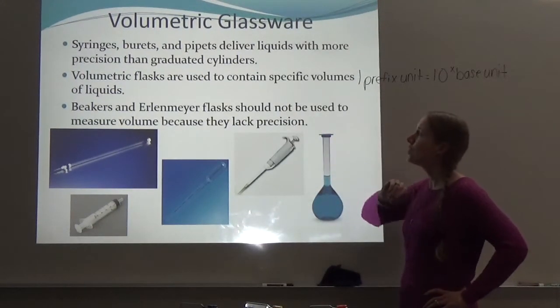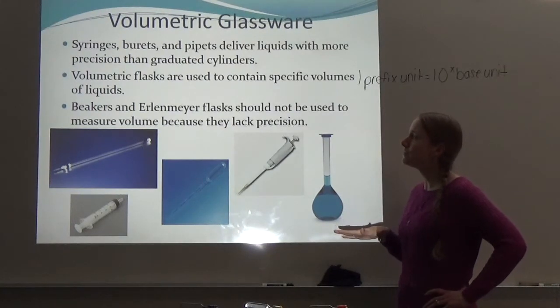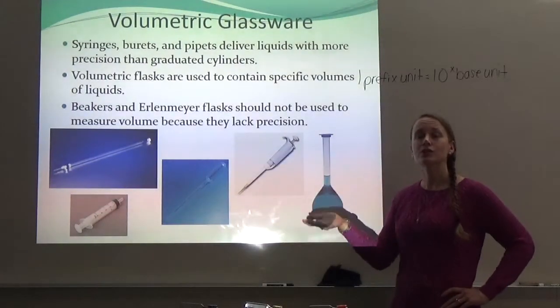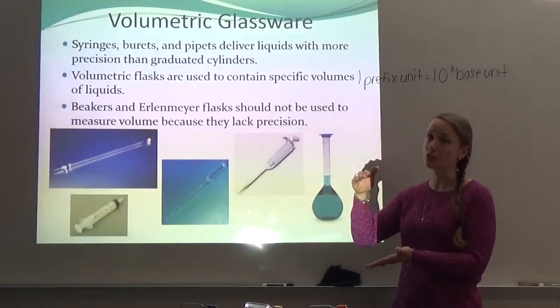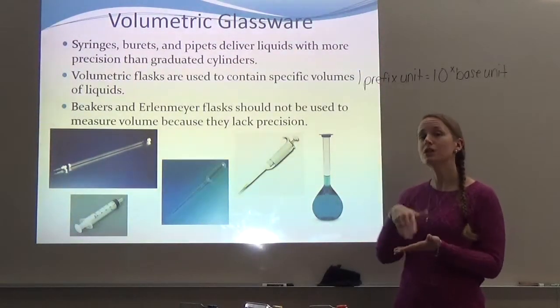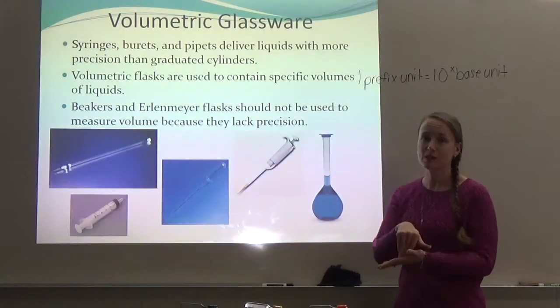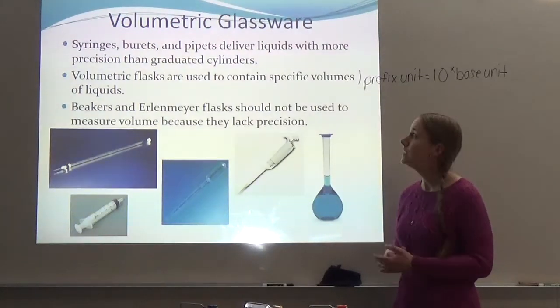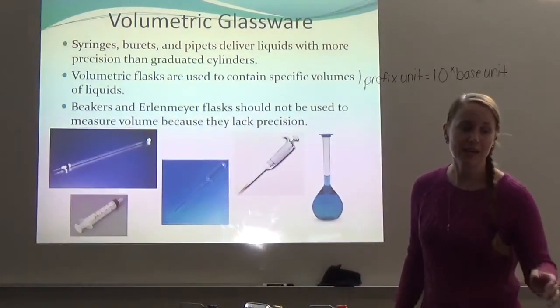And then beakers and Erlenmeyer flasks should not be used to measure volume because they lack precision. That's why in lab, whenever I want you to measure a liquid or something like that, I'll always have a graduated cylinder out, even though you're going to eventually put it into a beaker. A lot of you, you'll just measure right into the beaker. Beakers and Erlenmeyer flasks are not very accurate. We use those as our reaction vessels, not as really a measurement.